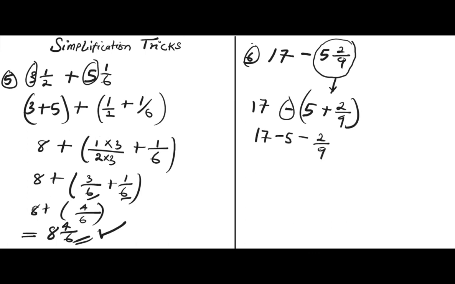So 17 minus 5 is 12. So you have 12 minus 2 over 9. And you now use that method that I shared with you before. So you have 12 minus 1, you have 11. Then 9 minus 2, you have 7 over 9. And that is the correct answer.